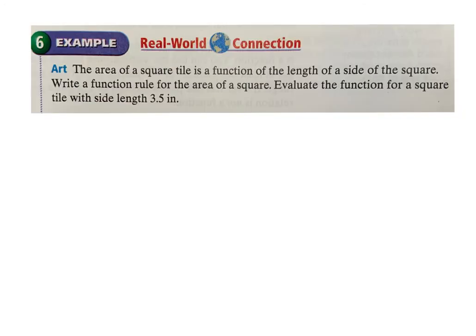The area of a square tile is a function of the length of the side of the square. Write a function rule for the area of a square. Evaluate the function with the side length of 3.5. All right? So my area. And typically when you're writing these, you will note your function with whatever variable you're talking about. So very often they'll say area as the function, and then side length, that's my variable in this function. So the area is a function of the side length.